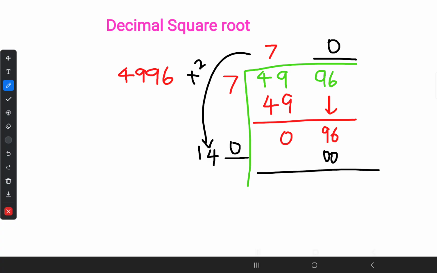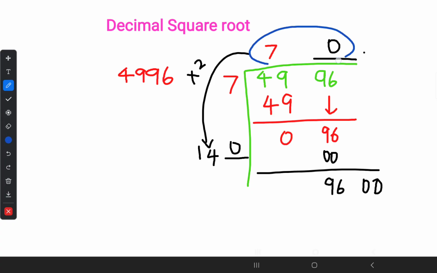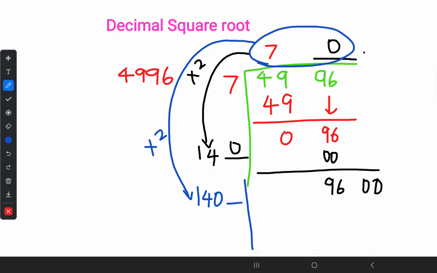Thereafter, let's subtract: 96 minus 0 is 96 again. Now we don't have any more numbers, so let's place a decimal and bring down a pair of zeros. Now the working: you should multiply both of these numbers by 2. So 70 multiplied by 2 is 140. Now let's place a blank here and here.